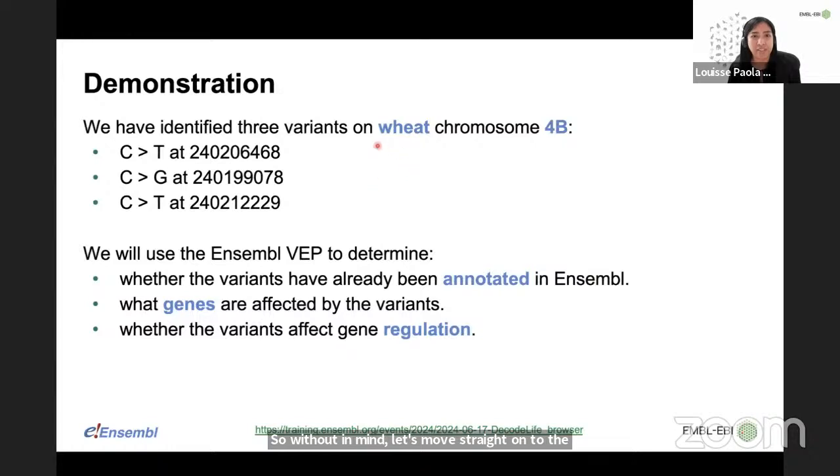We have three variants in wheat, chromosome 4B. These are the three variants. We are going to use VEP to find out if the variants have already been annotated, so do they already exist in public archives? We're also going to look at what genes the variants affect and whether any of the variants affect regulatory elements. The first thing you'll notice with our three variants is that these aren't in a standardized format at all. So the first thing you will need to do is put them into one of the accepted formats. And how can you find examples of these formats?